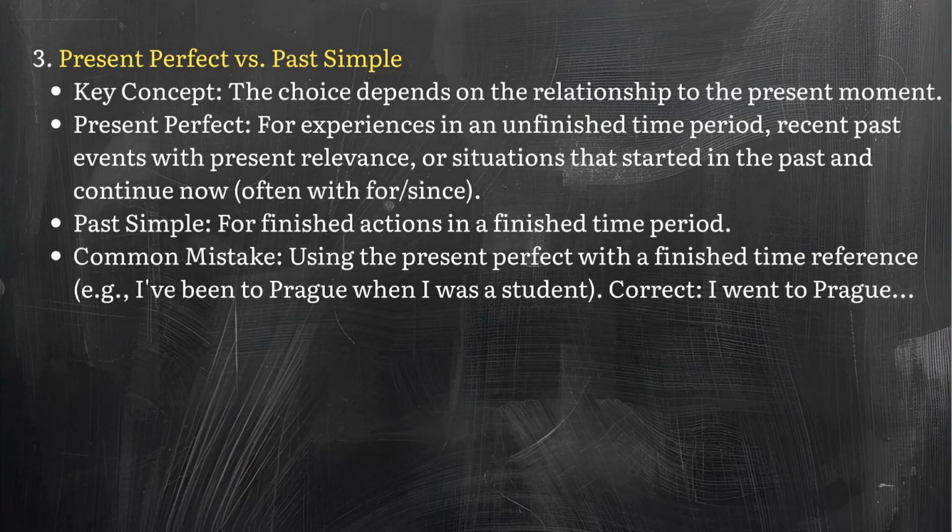The difference between the present perfect and the past simple is a common challenge. Use the present perfect, as in, I have lived here for years, for actions that started in the past and continue to the present, or for experiences where the time is not important. Use the past simple, like, I lived there in 2010, for actions that are completely finished in the past.